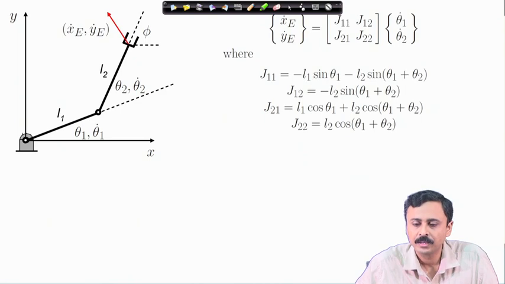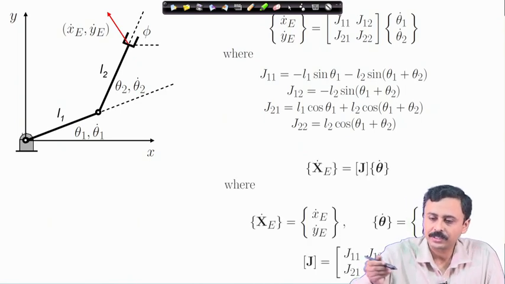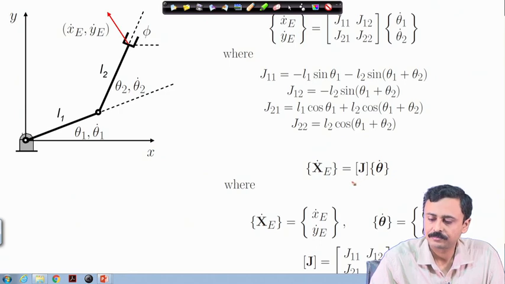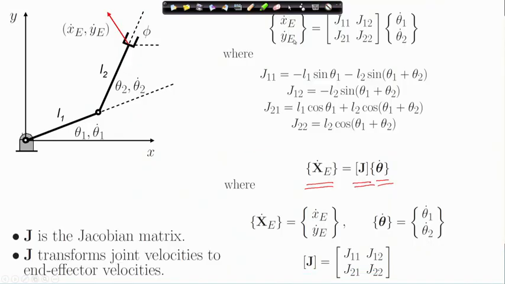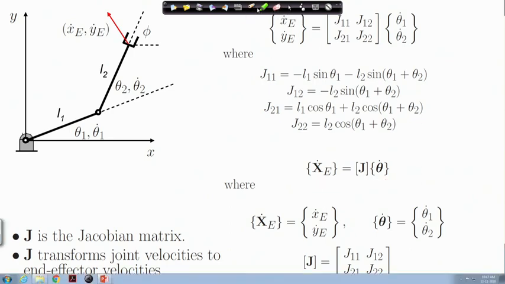Now, this matrix J that relates the end effector velocity vector with the vector of the joint velocities is known as the Jacobian matrix. The Jacobian matrix therefore transforms the joint velocities to the end effector velocities. So, this provides a relation between the joint velocities and the end effector velocities.